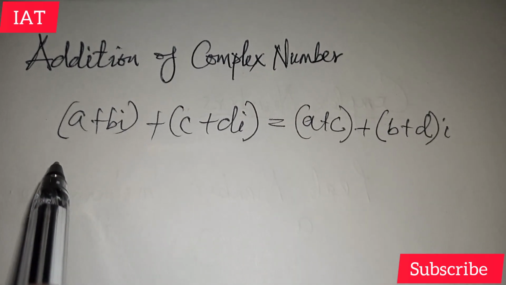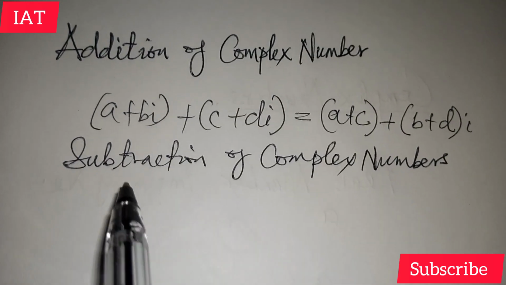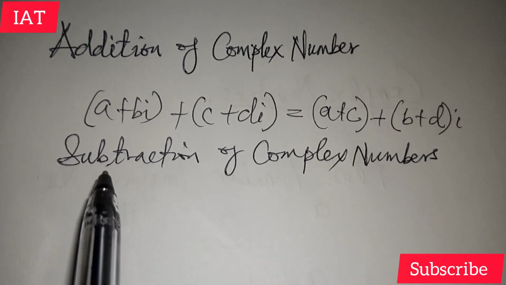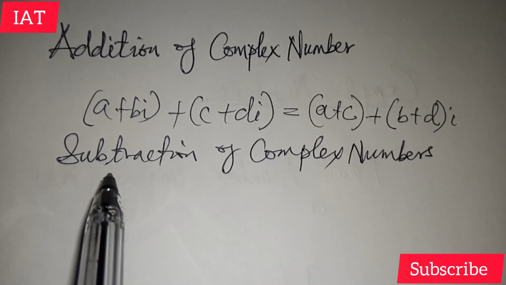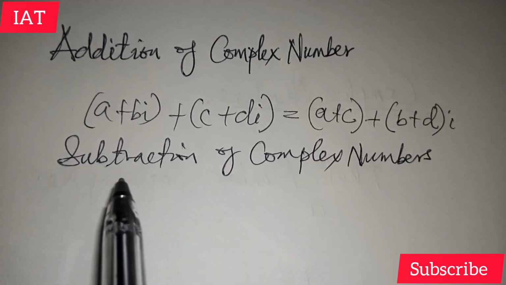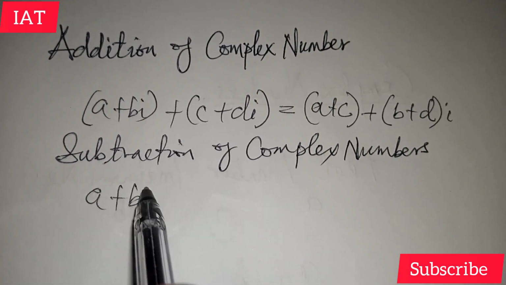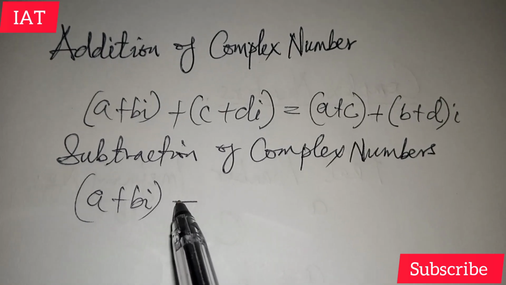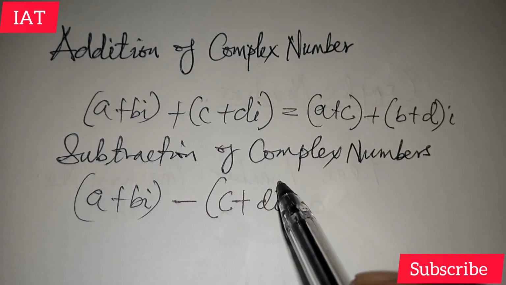Next we want to talk about subtraction of complex numbers. To subtract two complex numbers, we subtract each element separately. For example, if I have a plus bi minus, that's where the subtraction comes in, c plus di.